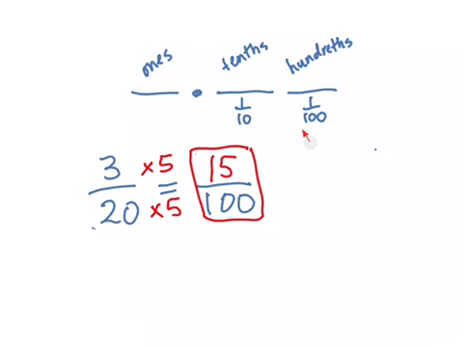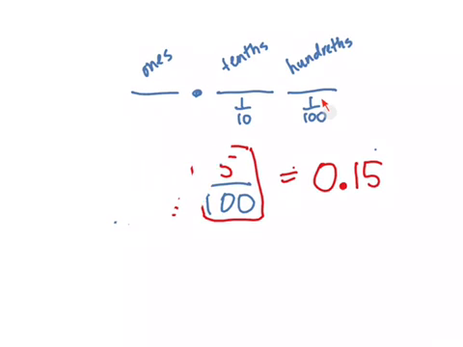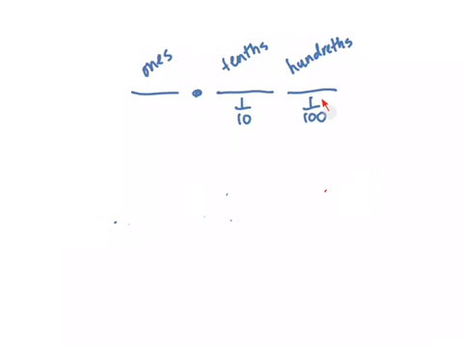And now we just use what we know about decimal place value to write that as a decimal. So that would be 0.15. Okay, let's do a fun one now. Let's say we have an improper fraction, okay? So let's say we have 8/5.